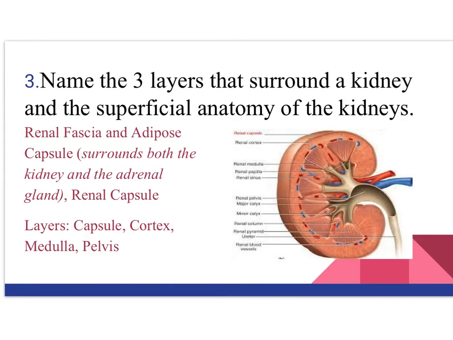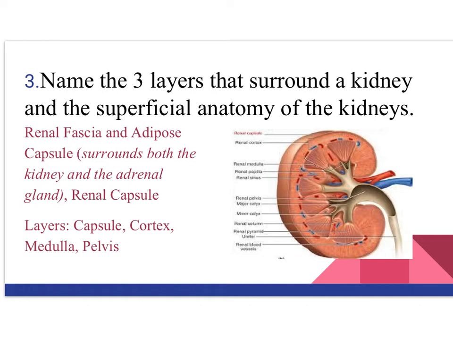Referring to the three layers that are superficial to the kidneys, so remember superficial is closer to the surface. So you have renal fascia, which is connective tissue holding the kidneys in place. You have the adipose capsule, which adipose is fat. All fat serves to protect organs from mechanical injury. Also, the adrenal gland sits atop the kidney, and then the renal capsule is kind of like the shell of the kidney.